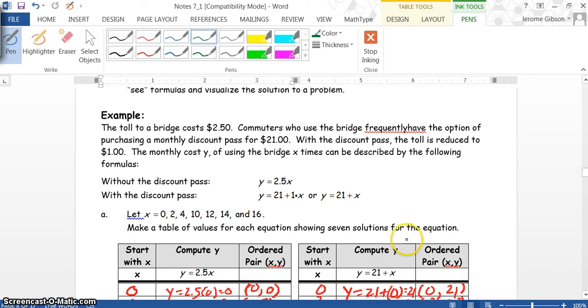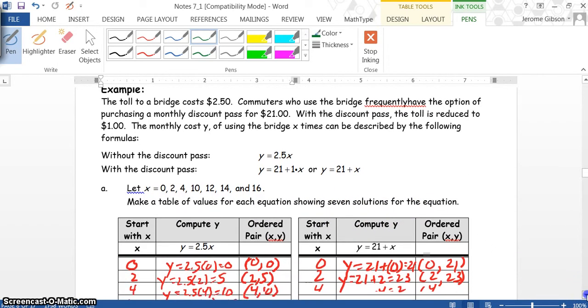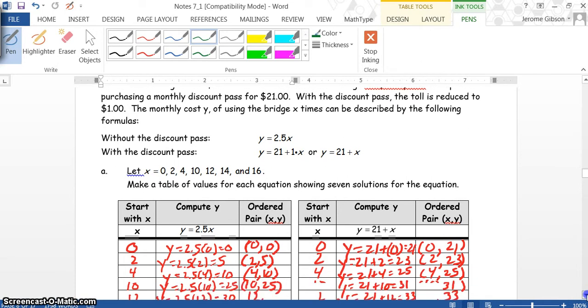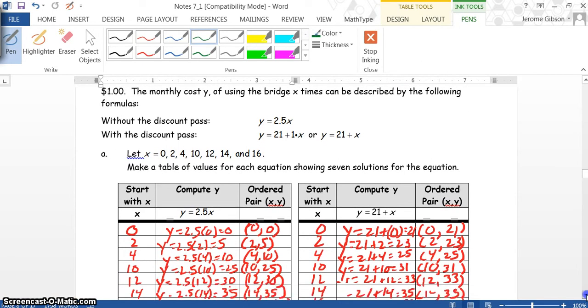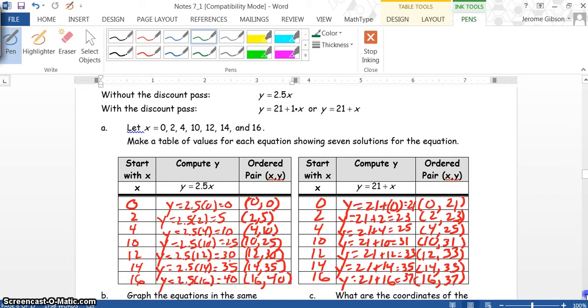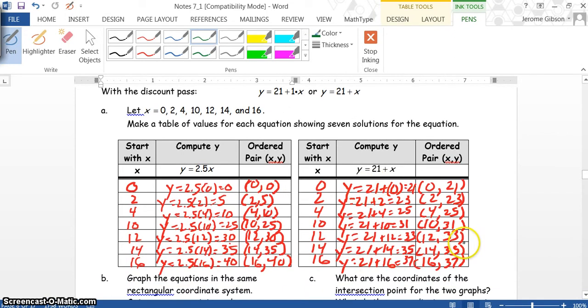Okay, class, picking up where we left off. We read this example here and we have our equations and what the x values are supposed to equal. Now we want to make a table of values for each equation showing 7 solutions. I took the liberty of filling out this information here. Now what you should do is pause this video so you can copy down all of these values.